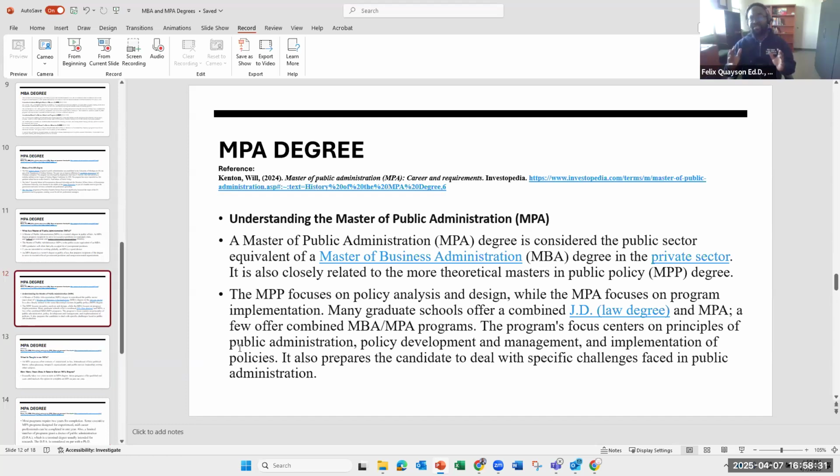Now, let's understand the MPA degree a little bit, shall we? The MPA degree is considered the public sector equivalent to the MBA degree in the private sector. It is also closely related to the more theoretical master's degree in public policy, which is the MPP degree, Master's in Public Policy degree.